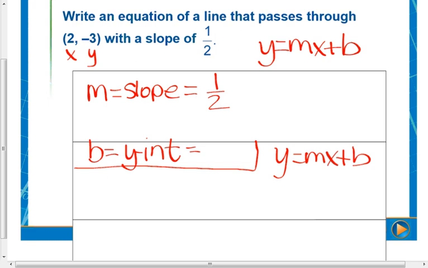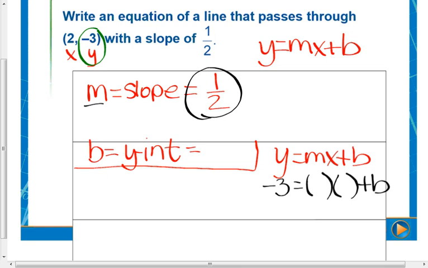Our y value, I go up here, and y is, that's right, -3. What's happening between m and x? They are multiplying. Very good. And of course, we're solving for b. That's the only one we don't know. So m, we said, was 1/2, right? I'm going to plug in 1/2. And x is 2. Okay? And now we solve for b.